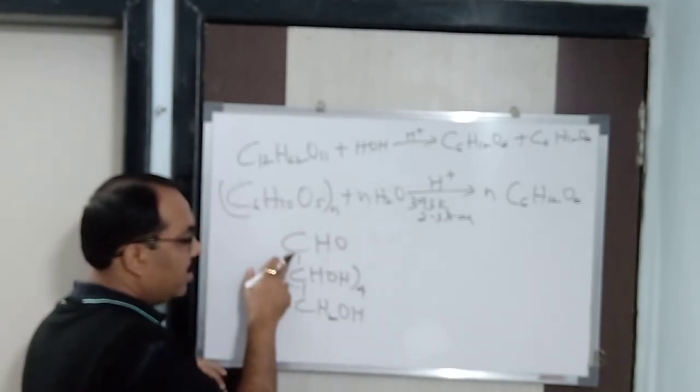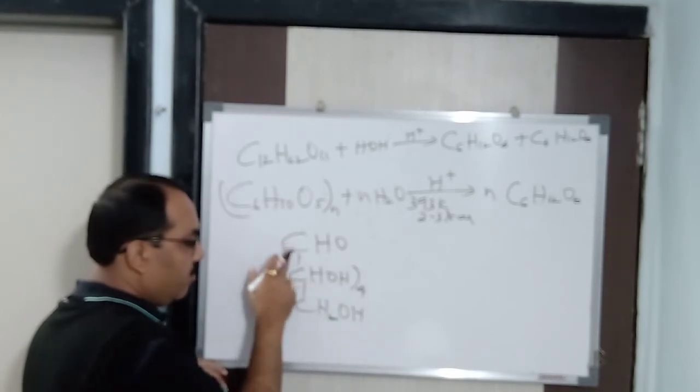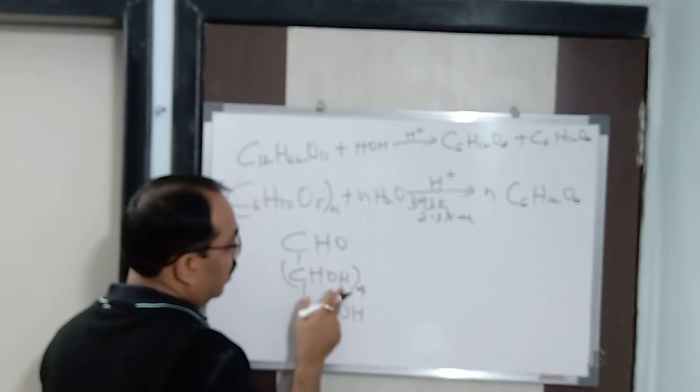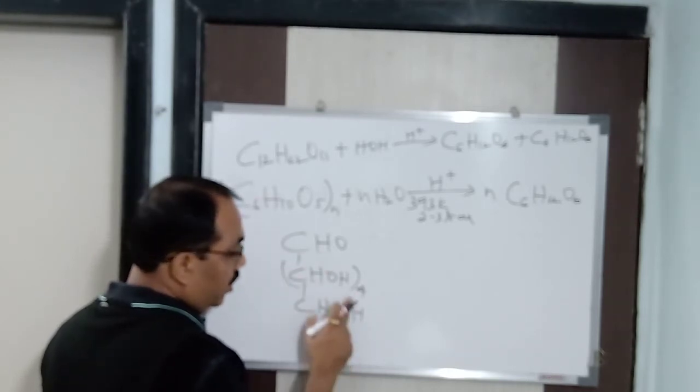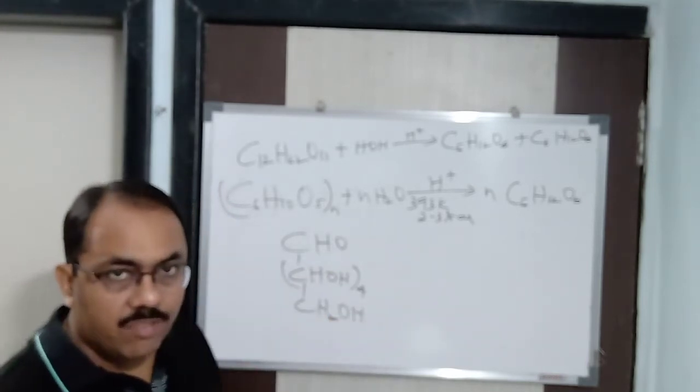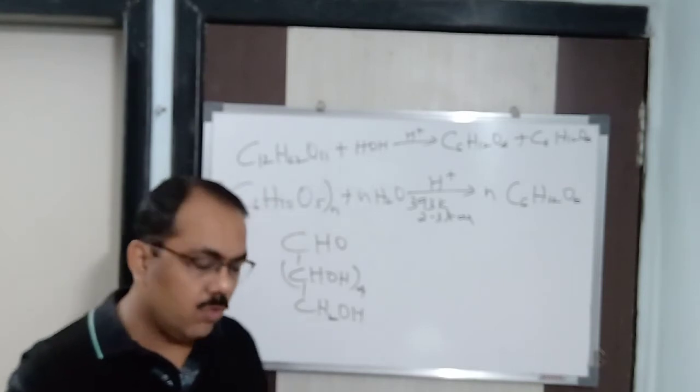See, here it is 1C, then 4C, 4 plus 1, 5C plus 1C, 6C. Hydrogen: 4 twos are 8, 9, 12 hydrogen. Here 4 oxygen, 5, 6 oxygen. Done. So this is also a structure of glucose. It's a condensed formula of glucose, we can say.